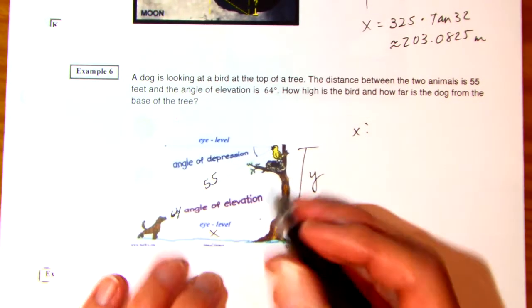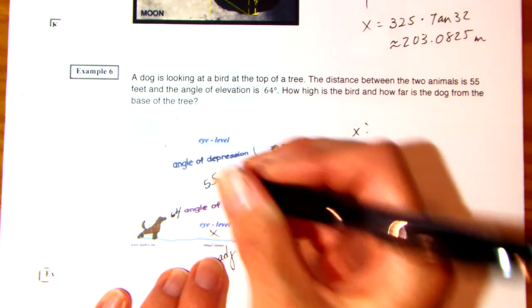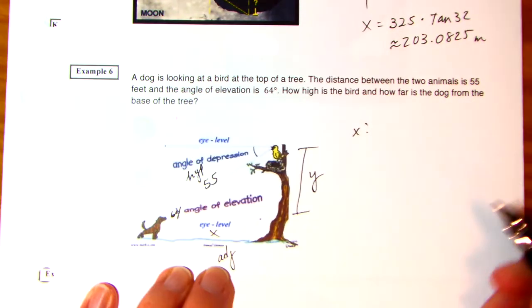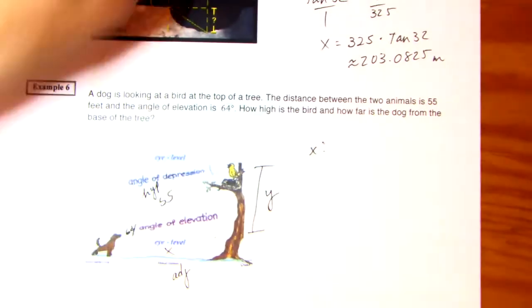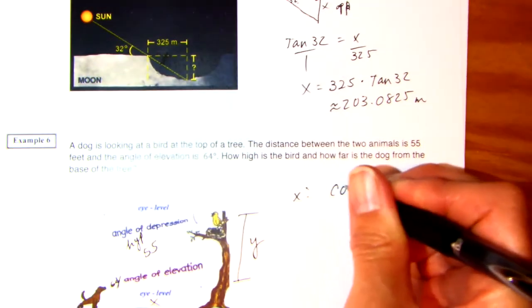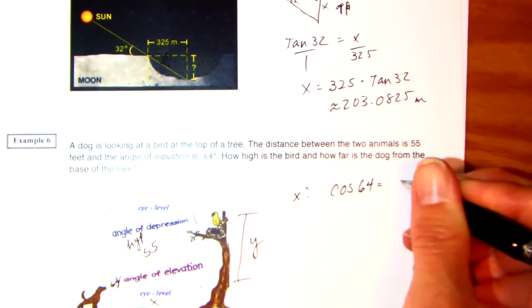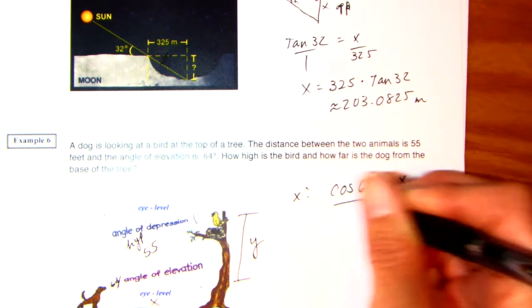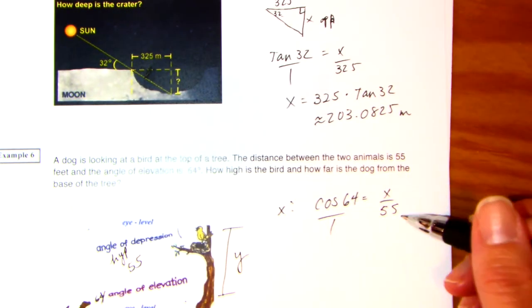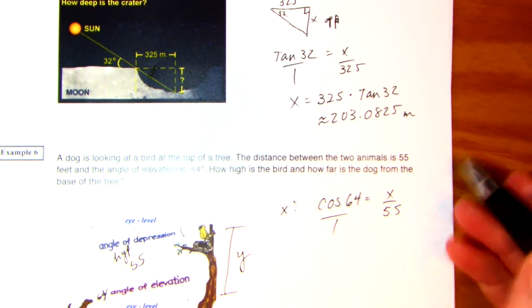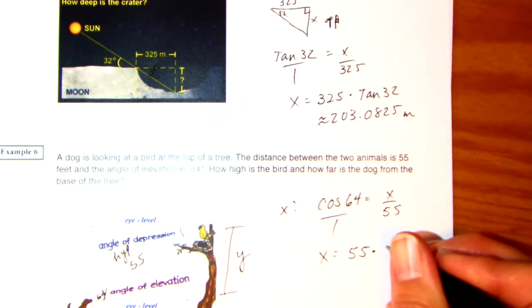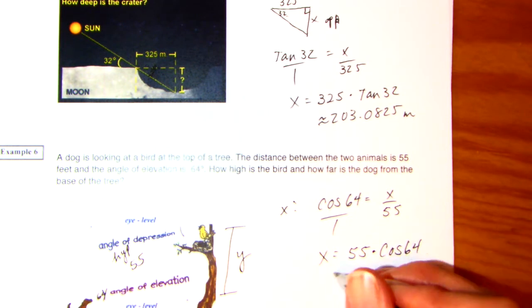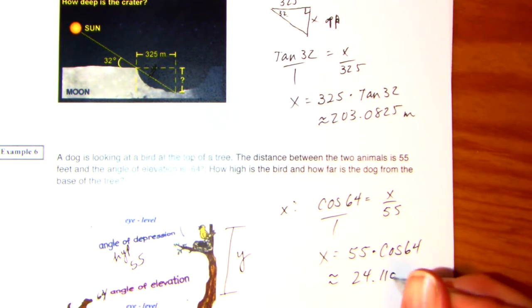According to x, this is adjacent, and this is hypotenuse. So adjacent hypotenuse, as AH, will be cosine. Cosine of 64 is equal to x over 55. Adjacent over hypotenuse. So cross multiply and solve. X is equal to 55 times cosine of 64. Put that in the calculator. You're going to get 24.1104 feet.